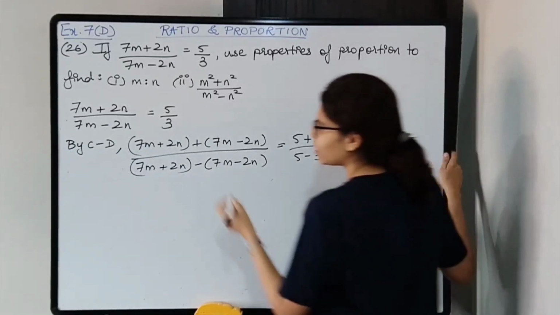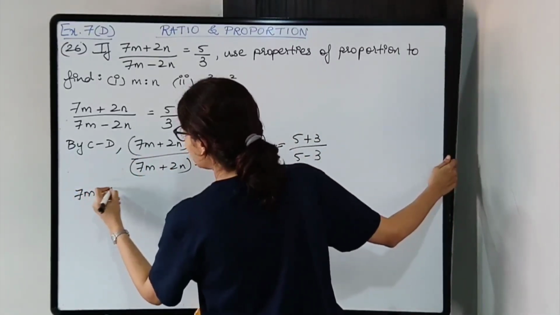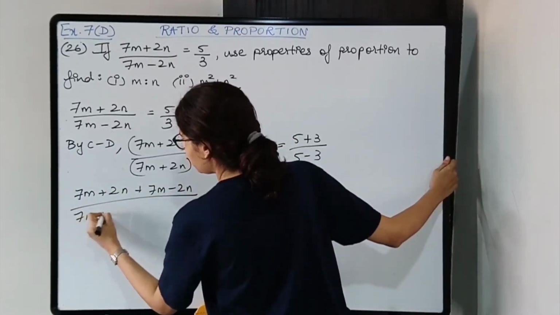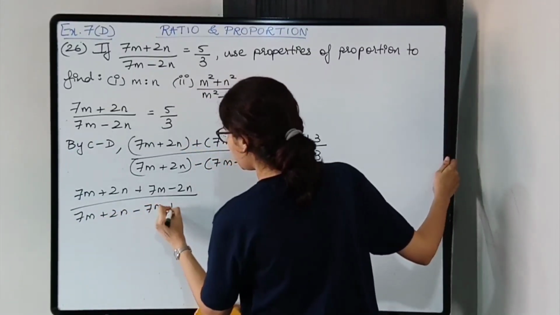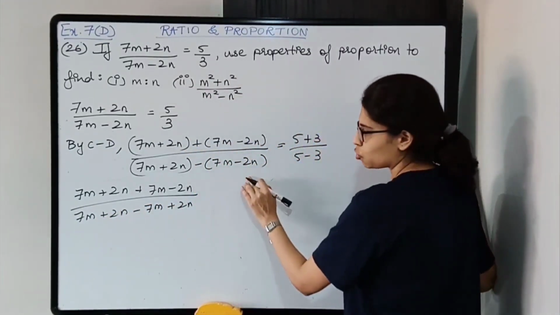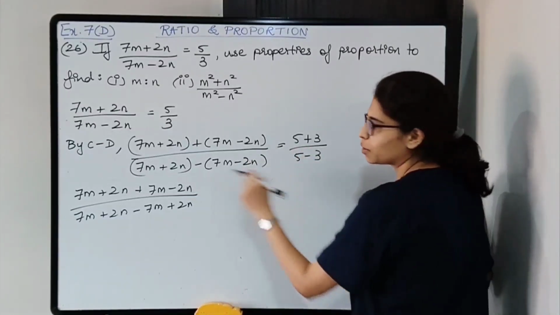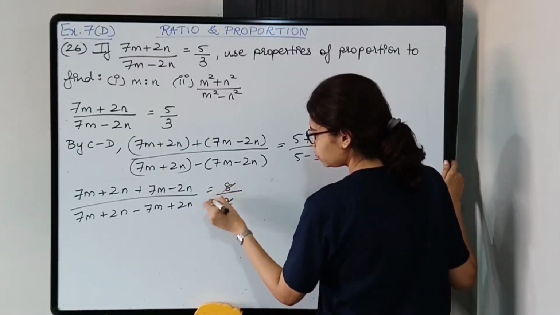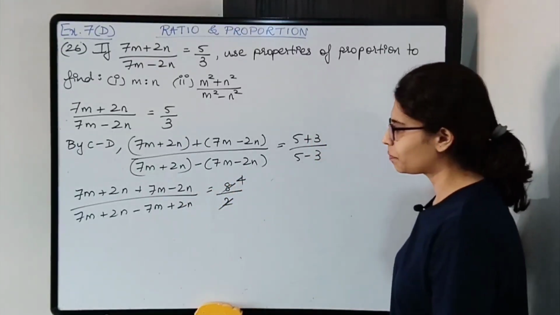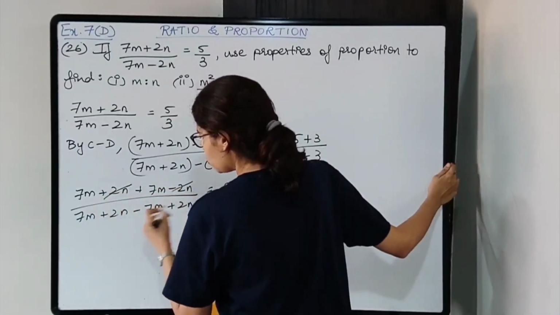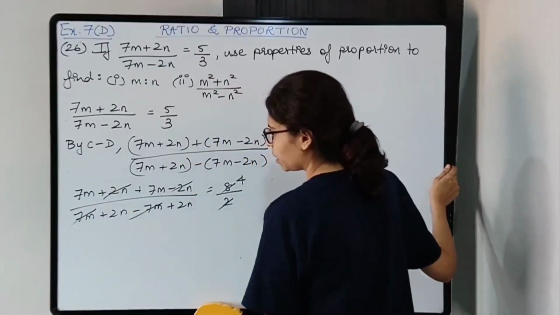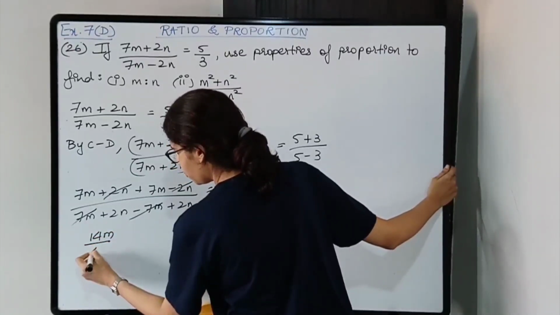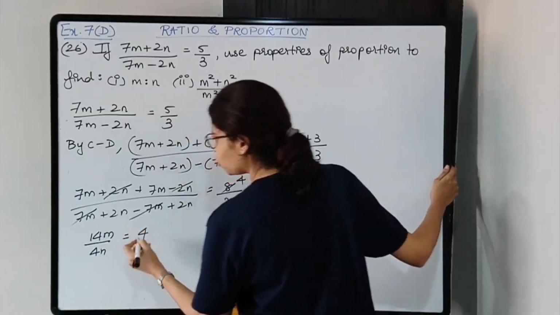Very easy. Open the brackets now. 7m plus 2n plus 7m minus 2n upon 7m plus 2n minus 7m plus 2n. Here the signs will change. This will become negative, this will become positive, because there is a minus sign outside. 5 plus 3 is 8, 5 minus 3 is 2. 2 fours are 8. Okay. 2n minus 2n, 7m cancels. So 7m plus 7m is 14m and 2n plus 2n is 4n, equal to 4.